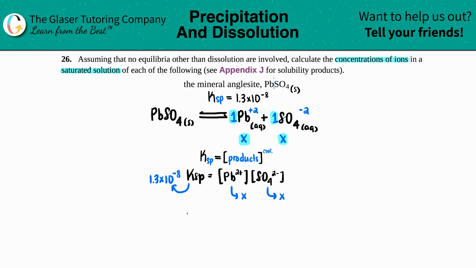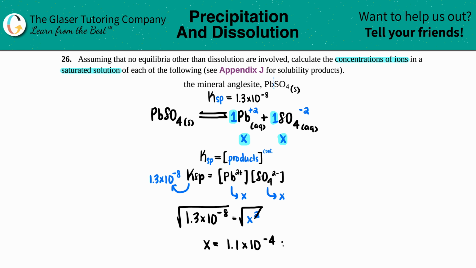So 1.3 times 10 to the negative 8th equals the two x's multiplied by each other. x times x is just x squared. So take the square root on both sides to get x by itself. That cancels out the square, and we get x equals the square root of 1.3 times 10 to the negative 8th, which is 1.1, with two sig figs, times 10 to the negative 4th.